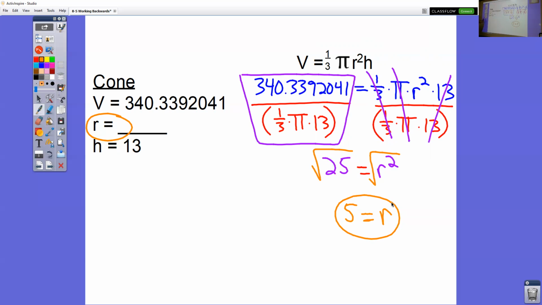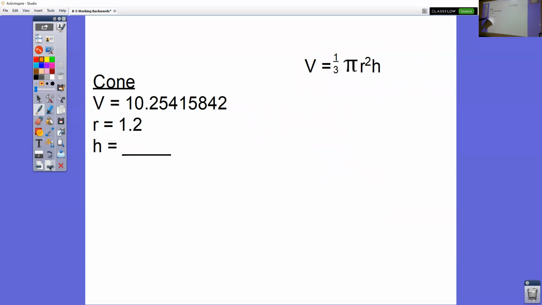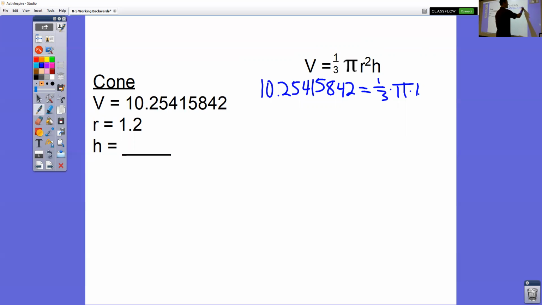Take a look at the other cone problem. In this cone problem, we are solving for the height. Again, the first thing that we want to do is sub in what we know. We know the volume, so we're going to put this volume answer in there already. The 1/3 stays 1/3. Pi stays pi. This time we know what the radius is. The radius is 1.2 squared. But this time we're solving for the height.